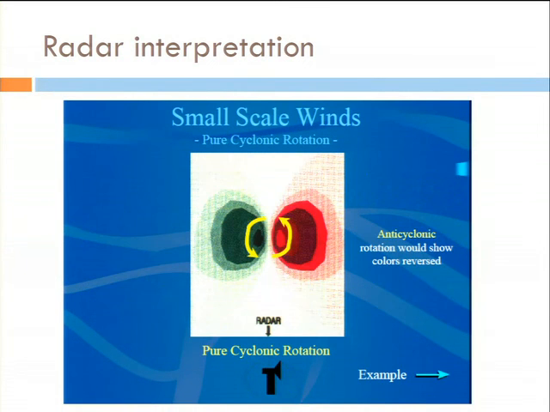Now, if the wind changes direction, again, here's your radar. If the wind changes direction on either side of our beam, that's a tornado. If it changes direction along our radar beam, that's a microburst. If it changes direction on either side of our beam, that's telling you that there's rotation going on and that you have a tornado.